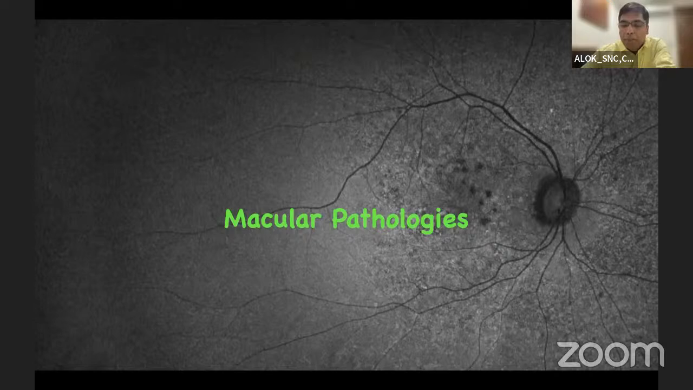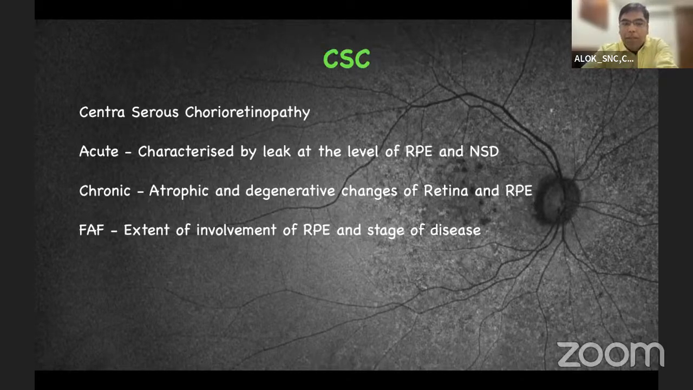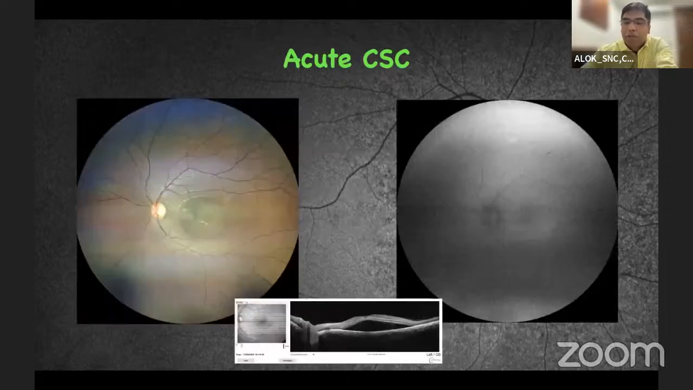Now, coming to macular pathologies, the most common macular pathology in which we use fundus autofluorescence is central serous chorioretinopathy. And we all know that in an acute state, it is characterized by leak at the level of the RPE and neurosensory detachment, while chronic cases have atrophic and degenerative changes of retina and RPE. Now, FAF tells you about the extent of RPE damage and the stage of the disease.